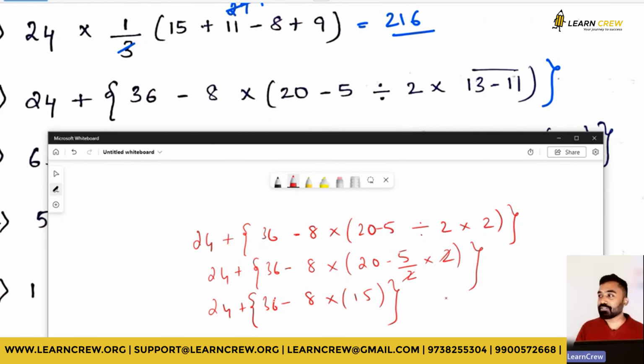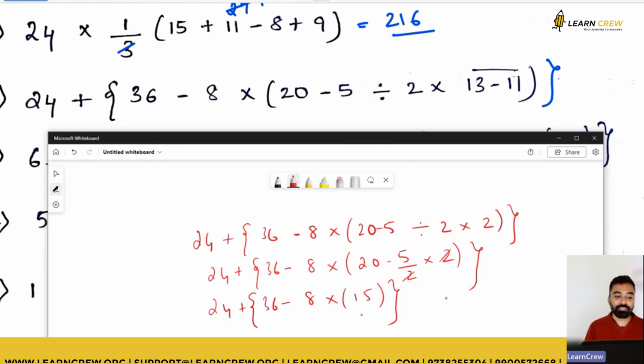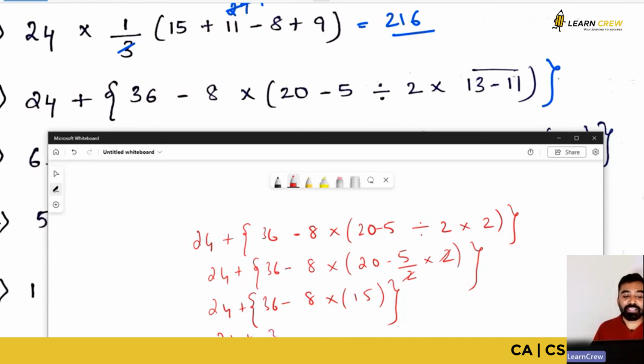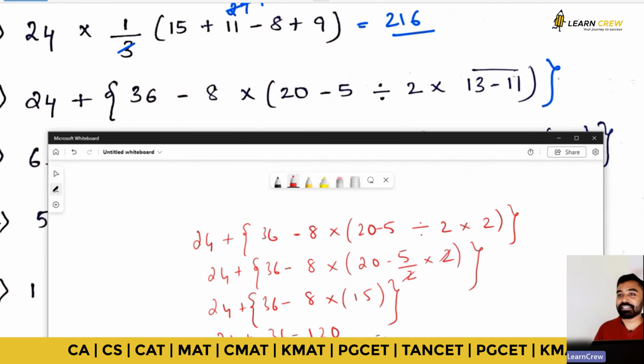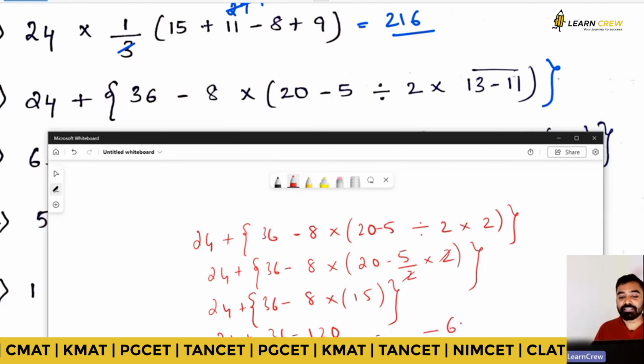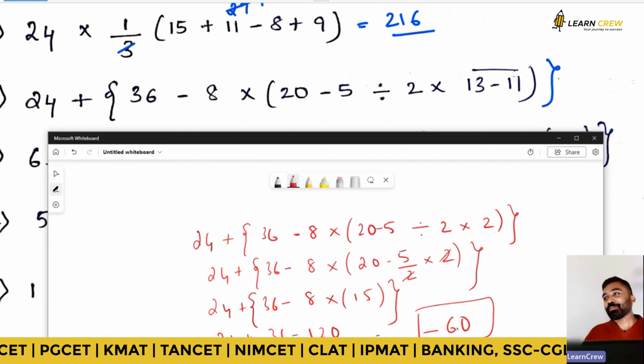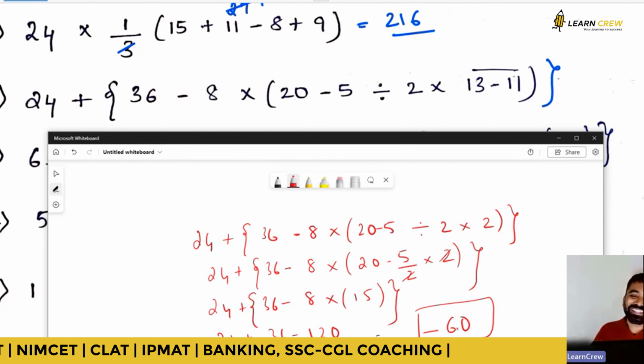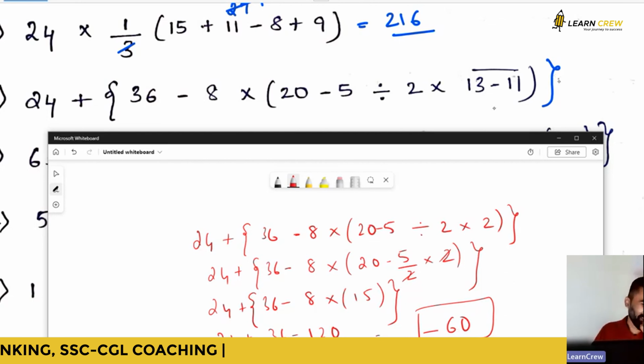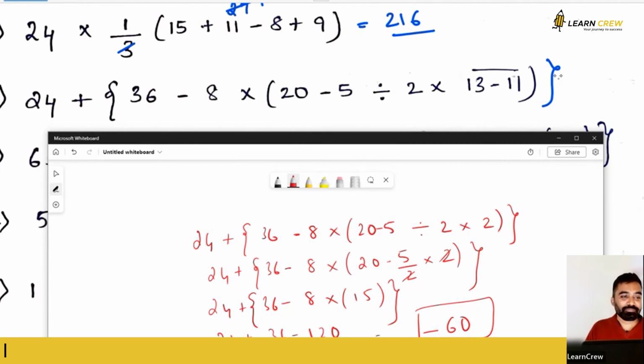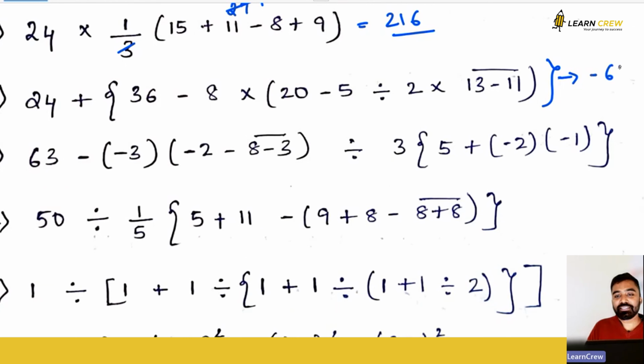8 into 15 or first? First you need to multiply. 8 15s are, what is 15 8s are? 120. 36 minus 120. So now 24 plus 36 is 60. 60 minus 120 is minus 60, that is your answer. Right? Everyone is not sure about simplification. Online students, understood? Yes, sir. The answer is minus 60.